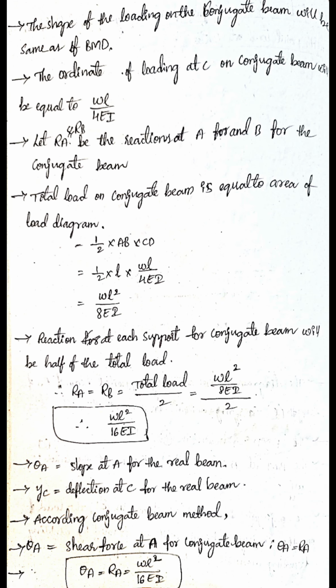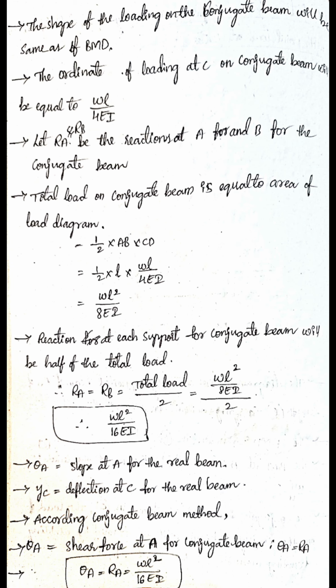The shape of the loading on the conjugate beam will be the same as the M/EI diagram, or bending moment diagram, because here I values are the same for AC and CB. So the ordinate of loading at C on the conjugate beam is equal to WL/4EI. Let RA and RB be the reactions at A and B for the conjugate beam, and the total load on the conjugate beam is equal to the area of the load diagram, that is, the M/EI diagram.